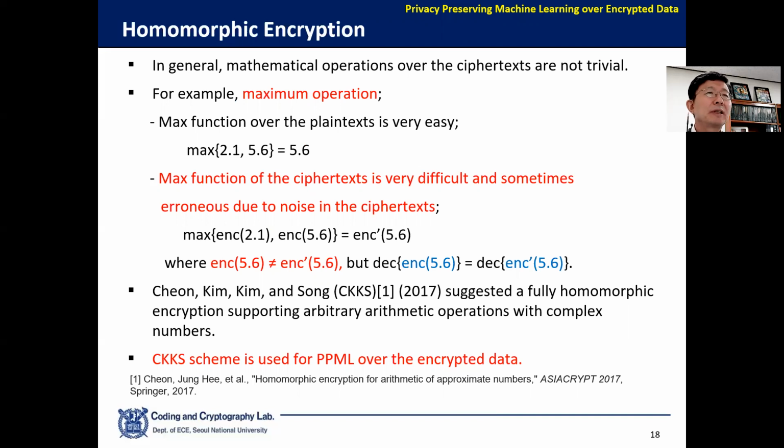Cheon, Kim, Kim, and Song, called CKKS, suggested a fully homomorphic encryption supporting arbitrary arithmetic operations with complex numbers. The CKKS scheme is used for PPML over encrypted data.